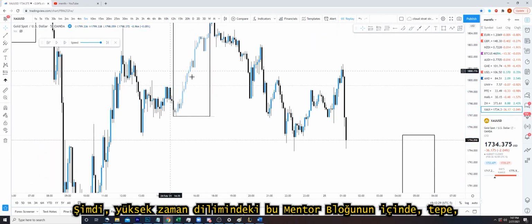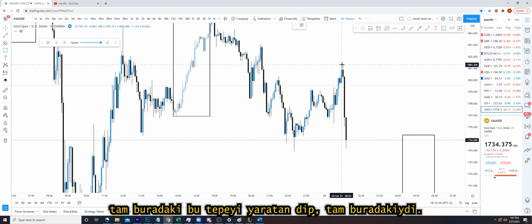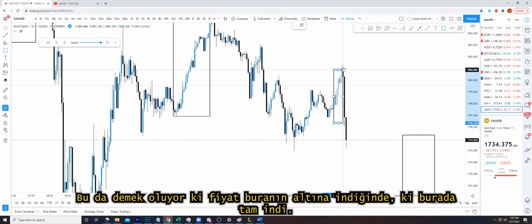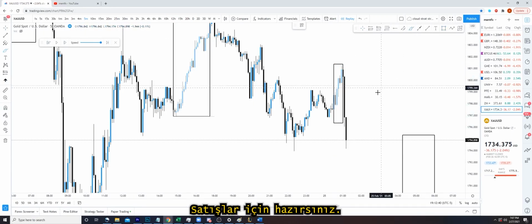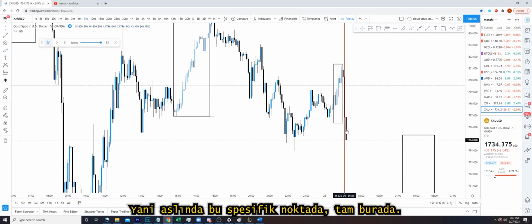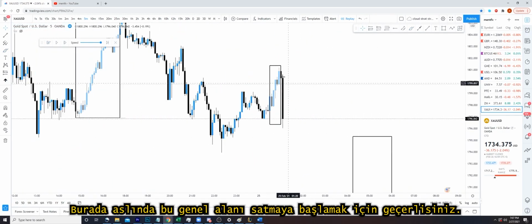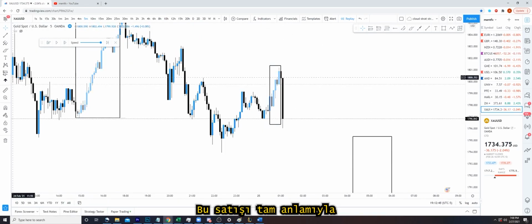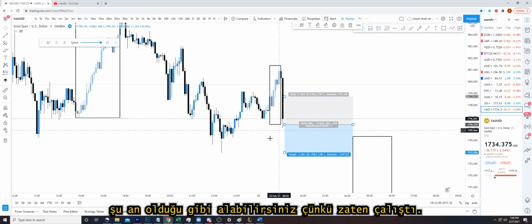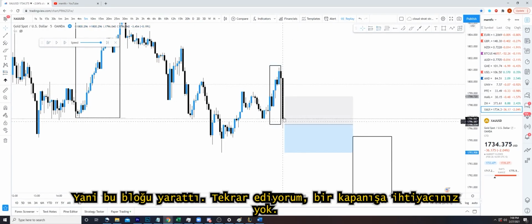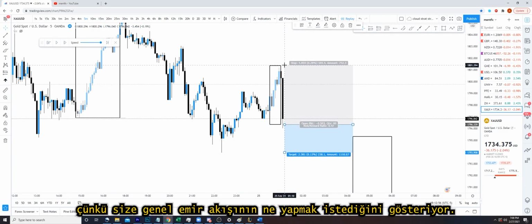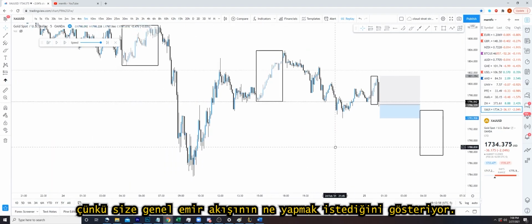Now, inside of this MentorFX block on the higher time frame, the low that created this high right here was this one right here, which means that when price gets below this, which it did right here, you are good to go for sells. So actually, at this specific point right here, you're valid to begin to sell this overall area. You can literally take this sell as it is right now because it has already wicked it. So it's created this block. Again, you do not need a close. You just need a wick because it's showing you what the overall order flow wants to do.